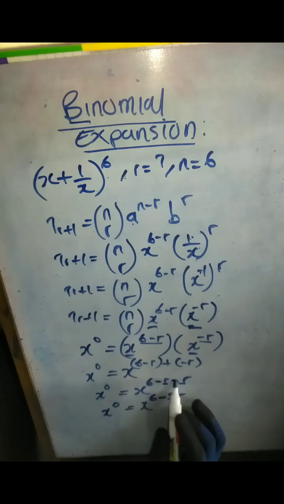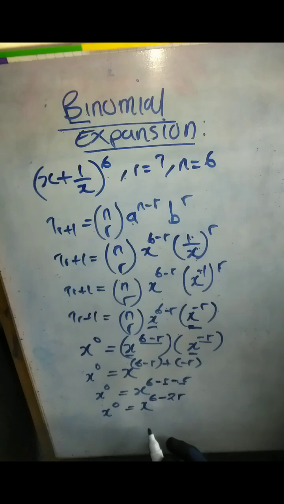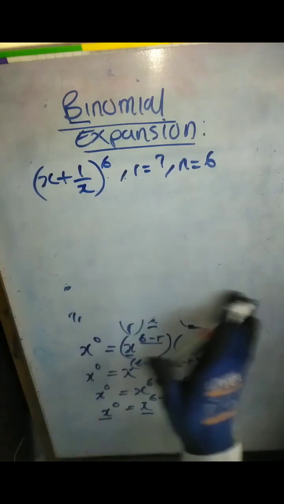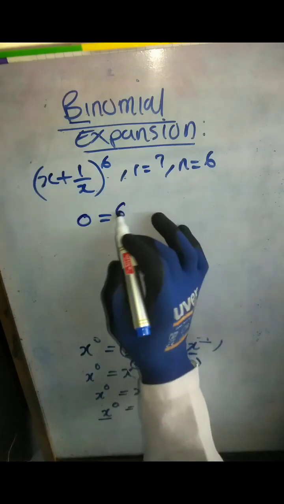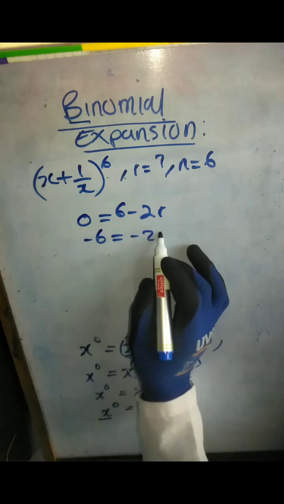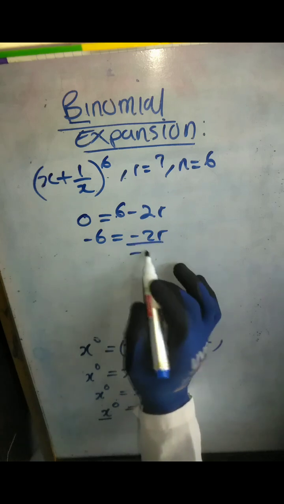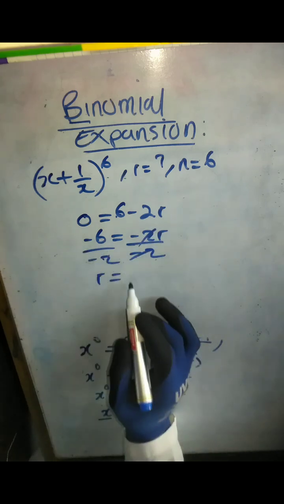So x to the power 0 becomes x to the power 6 minus 2r. If the signs are both negative, you add the r's but maintain the negative sign. So if the bases are the same, then the powers can be equal as well. To find the value of r, we equate the power: 0 equals 6 minus 2r, then take 6 to the other side. Negative 6 equals negative 2r, because 6 is positive, crosses the equal sign and becomes negative. Then divide by negative 2 on both sides, so that r becomes negative over negative, positive.